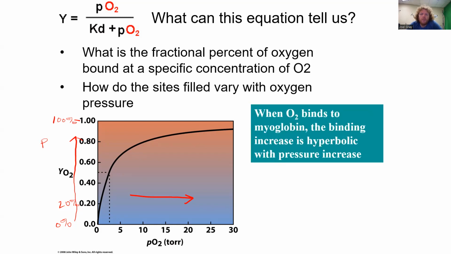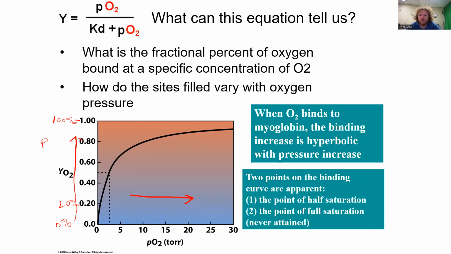So when O2 binds to myoglobin, the binding increase is hyperbolic with the pressure increase. So this is not a linear relationship. A linear relationship would be if we double our partial pressure of O2, then we're doubling the binding sites that are occupied. This is not a linear relationship. This is a hyperbolic relationship.